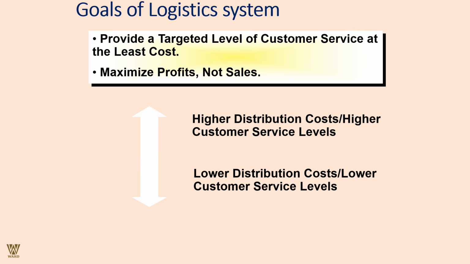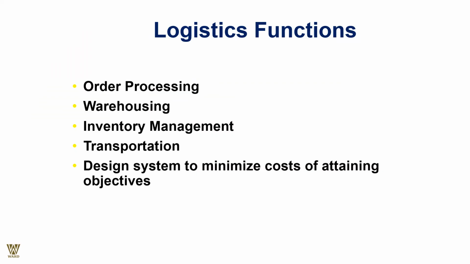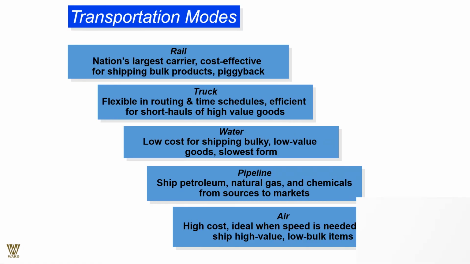So what are we looking at here? What are we mitigating: higher distribution cost with higher customer service levels, or lower distribution cost with lower customer service levels? Which one do you want to go for? You need to put a question mark there, and along with it, we are going to play out the scenario. Logistic functionalities are order processing, warehousing, inventory management, and transportation, designing the system to minimize the cost of attaining the objective. This is the logistics function.